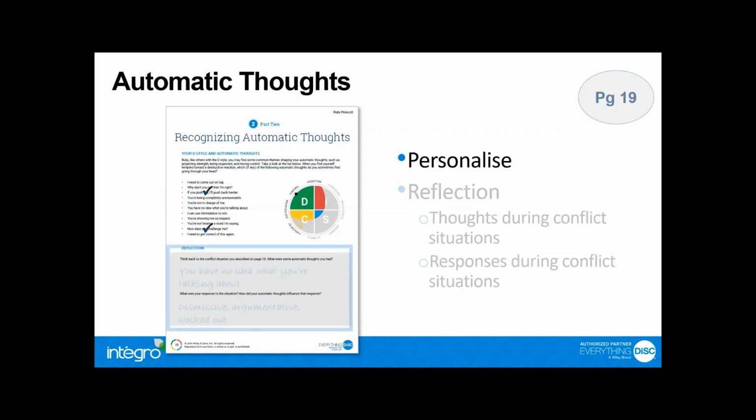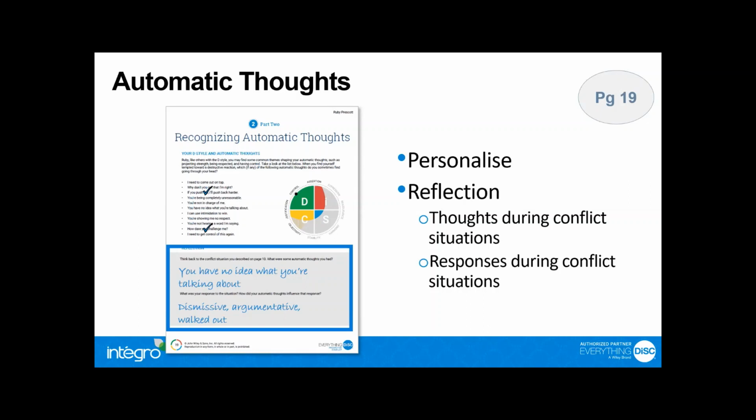Okay, and then at the bottom of the page there, we've got the reflection again, and now we're going back to that activity we did on page 10. Think back to the conflict situation you described on page 10. What were the automatic thoughts that triggered for you there? What was your response to the situation? How did your automatic thoughts influence that response? So this is like a little case study we're going to take on through the exercise.